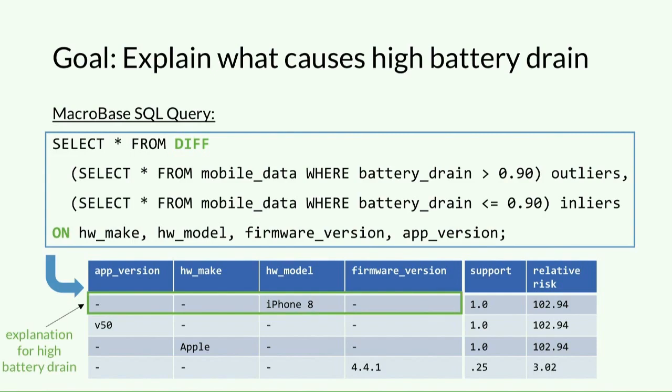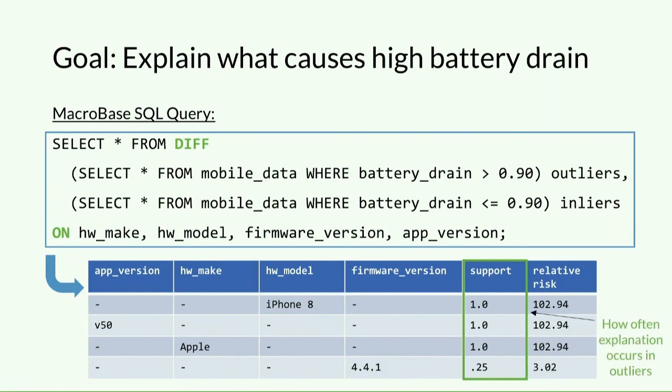So a single row in this output table is an explanation for high battery drain, right? It says that iPhone 8 is a likely cause of high battery drain. This attribute value combination is highly correlated with high battery drain, right? Now, to give you an idea of how powerful that explanation is, we've got these metrics on the side.